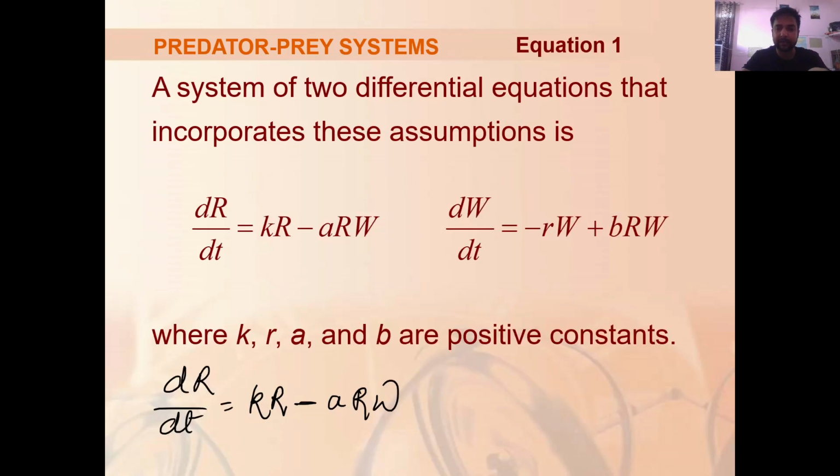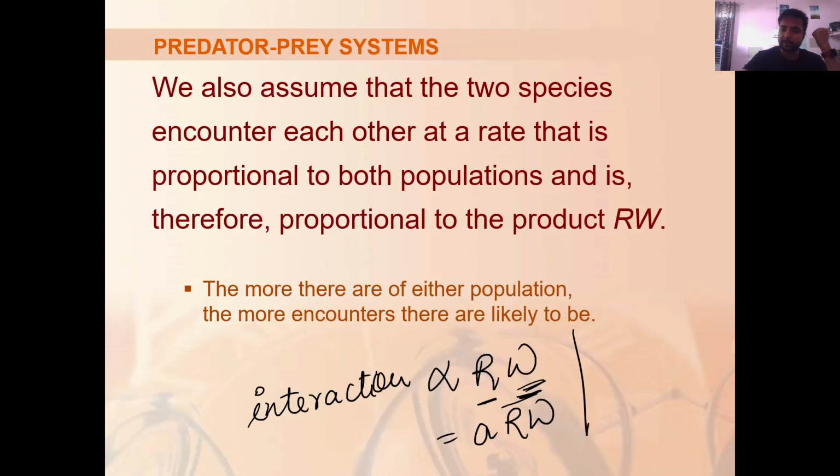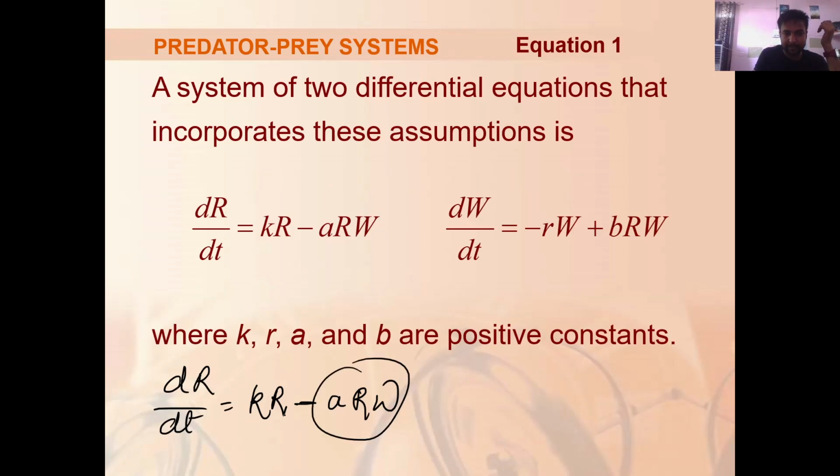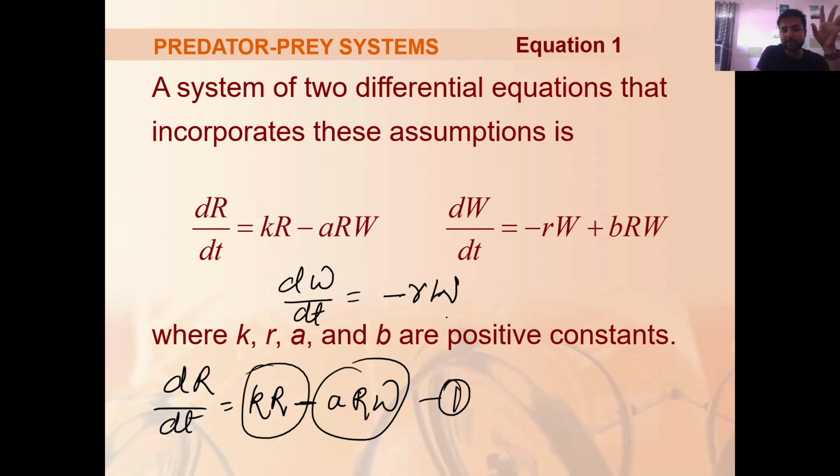And how does the aRW come? I have shown this here. It basically relates to the interaction, and it reduces the natural growth. So this is equation number one. Whenever we have to form equation number two, we go by a similar form. dW/dt is basically equal to minus rW. This is the natural decline rate. However, we know that the wolf is going to eat some of the rabbits, and that's how the population of wolf is going to increase. So for an increase, we use a positive sign, and the interaction will be shown by RW, and the constant that we have used here is b.